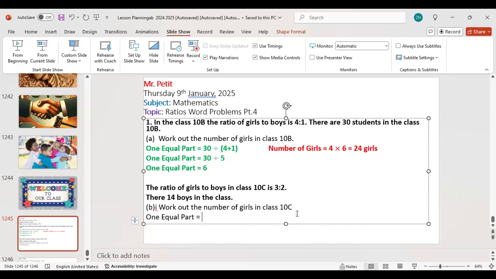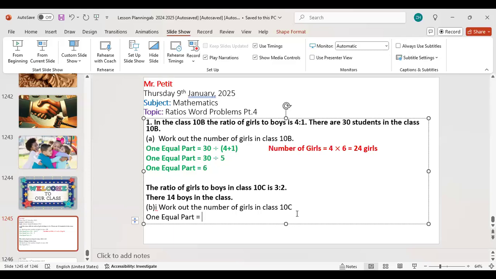Nope. Class, how are we going to find the one equal part? I don't understand your rationale. How are we going to find the one equal part? Say it again. 14 divided by 3 plus 2. Not 3 plus 2. 14 divided by 2. Why 2?